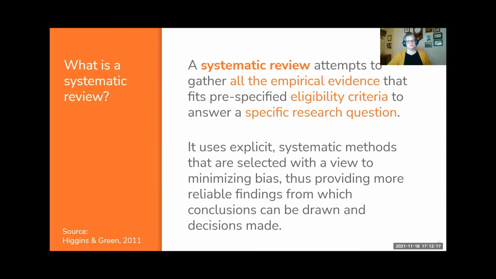A systematic review has a very specific research question. Once it's formulated, there are very specific inclusion and exclusion criteria, or eligibility criteria, that are generated ahead of time so that when you go into the database, you know exactly what you're looking for. It's a very explicit, systematic method of finding the findings you're looking for in a way that is as unbiased as possible, because that's how you can draw conclusions to answer your research question.